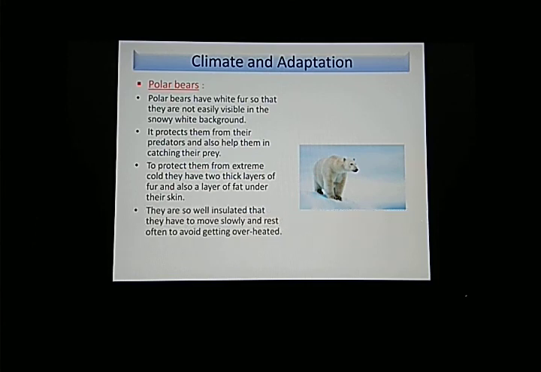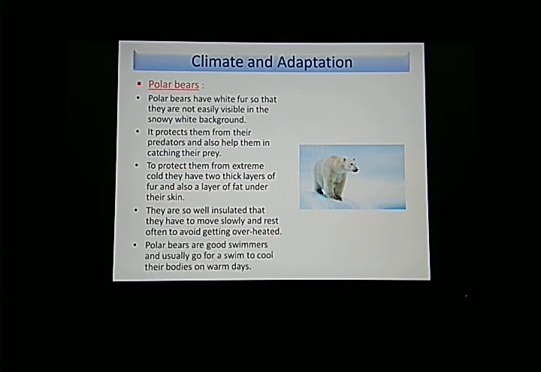They are so well insulated that they have to move slowly and rest often to avoid overheating. Say, for example, you are wearing a very thick jacket. It sometimes becomes so tight or so fluffy that you can't even move quite easily. Your body movements are not that flexible. So as a result, they have to move slowly, otherwise their body temperature rises quickly as a result of this thick layer of insulation. Insulation means body heat doesn't escape through the thick fur and thick fat. So the heat is trapped inside. So it is well insulated, we say.